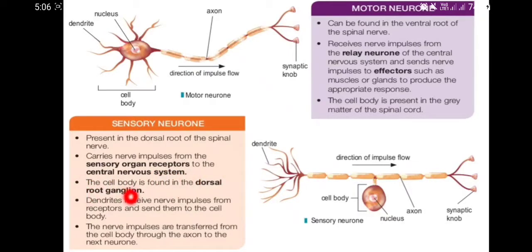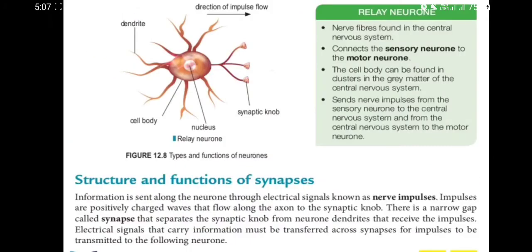The cell body is found in the dorsal root ganglion. Dendrites receive nerve impulses from the receptor and then send them to the cell body. The nerve impulses are transferred from the cell body through the axon, then go to the next neuron. That is how the nerve impulse works. It has to pass from one neuron to the next neuron. Then the third one is the relay neuron.